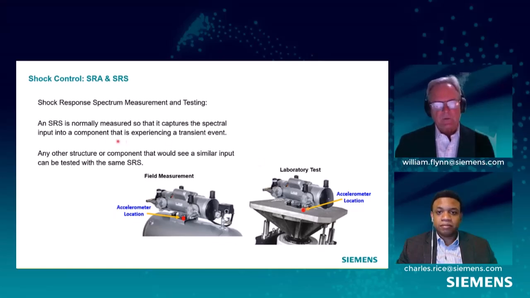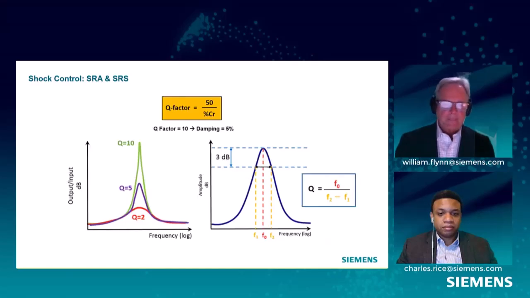That captures all the spectral content, and you want to apply that in the laboratory. So you measure the time, convert to spectrum through the SRS, and then go the other way to generate a pulse that you can apply in the laboratory. And one of the input parameters is the Q factor.